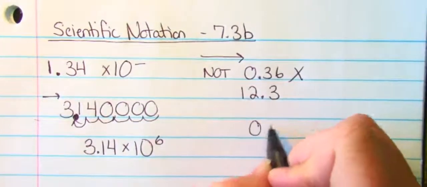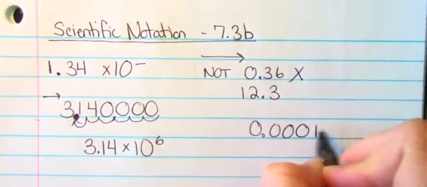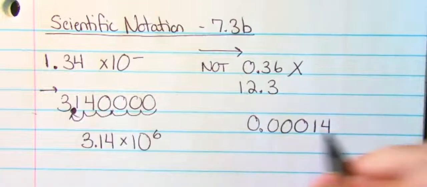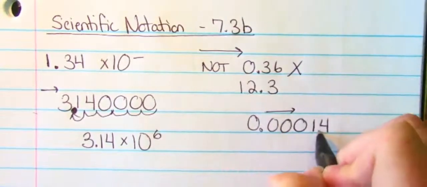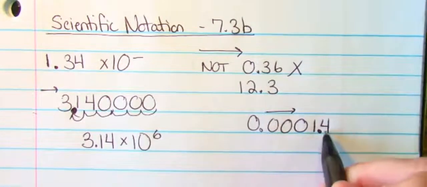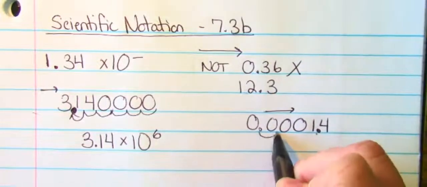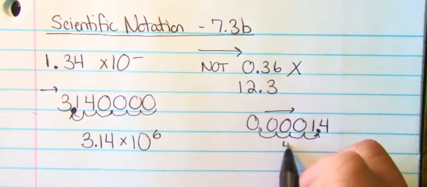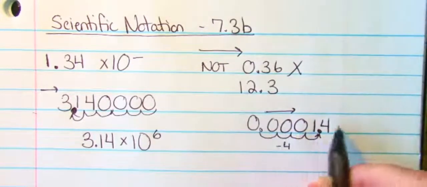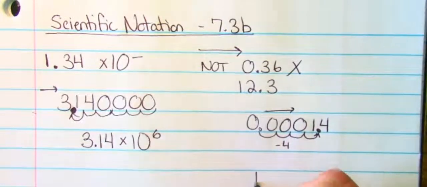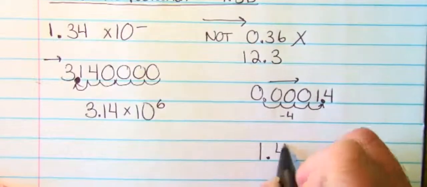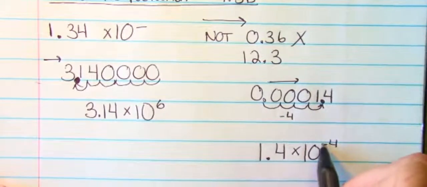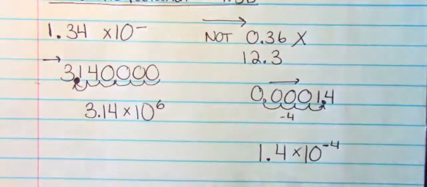Had it been a decimal that we were putting into scientific notation, we'd still put our decimal behind the first number that's not a 0, so we'll have to move it here. And we're going to count 1, 2, 3, 4. But I'm going to make it a negative because this was a small number. So when I go to write it, I'm going to put 1.4 times 10, and this time it'll be a negative 4 because this was a small number.